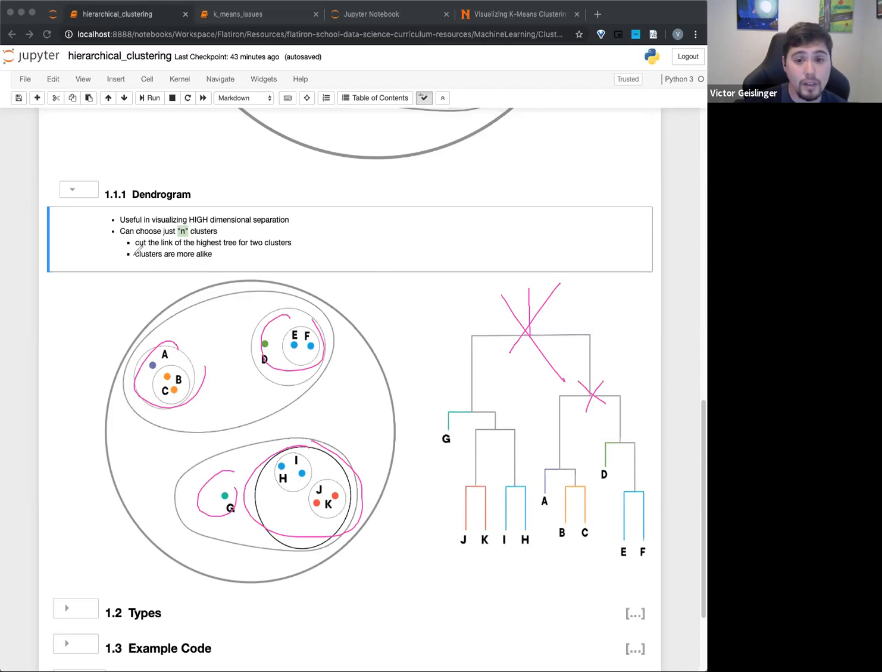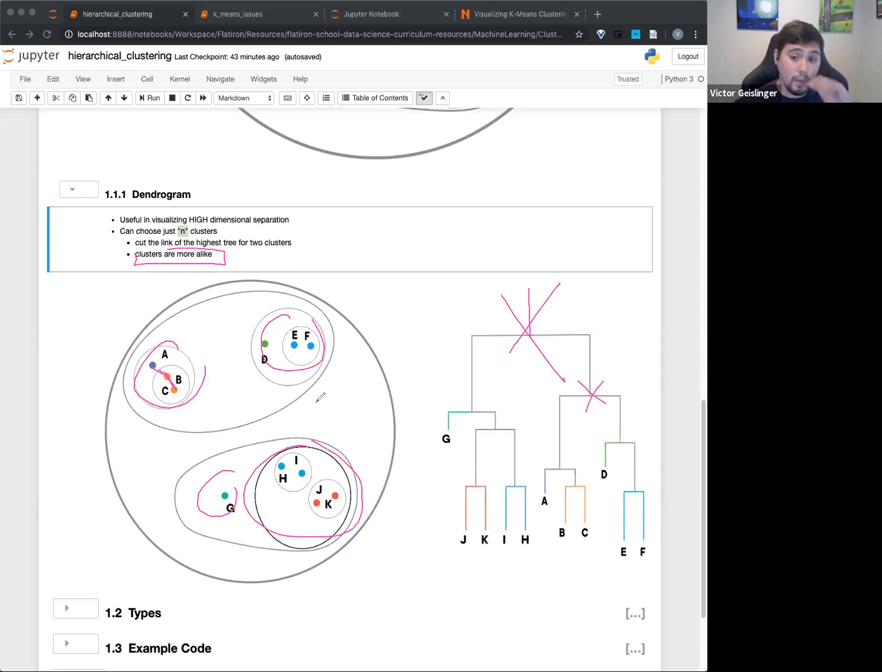And again, the whole idea is that clusters are more alike. So we start off with the things that are most alike each other, like this, for example, C and B are very closely related. C and B are more closely related, but they're kind of related to A. And you would maybe say, well, D, E, and F are really close together, but all of them together are more closely related than any other points. Okay, and that's the idea of the hierarchy. Does that make sense to everyone?